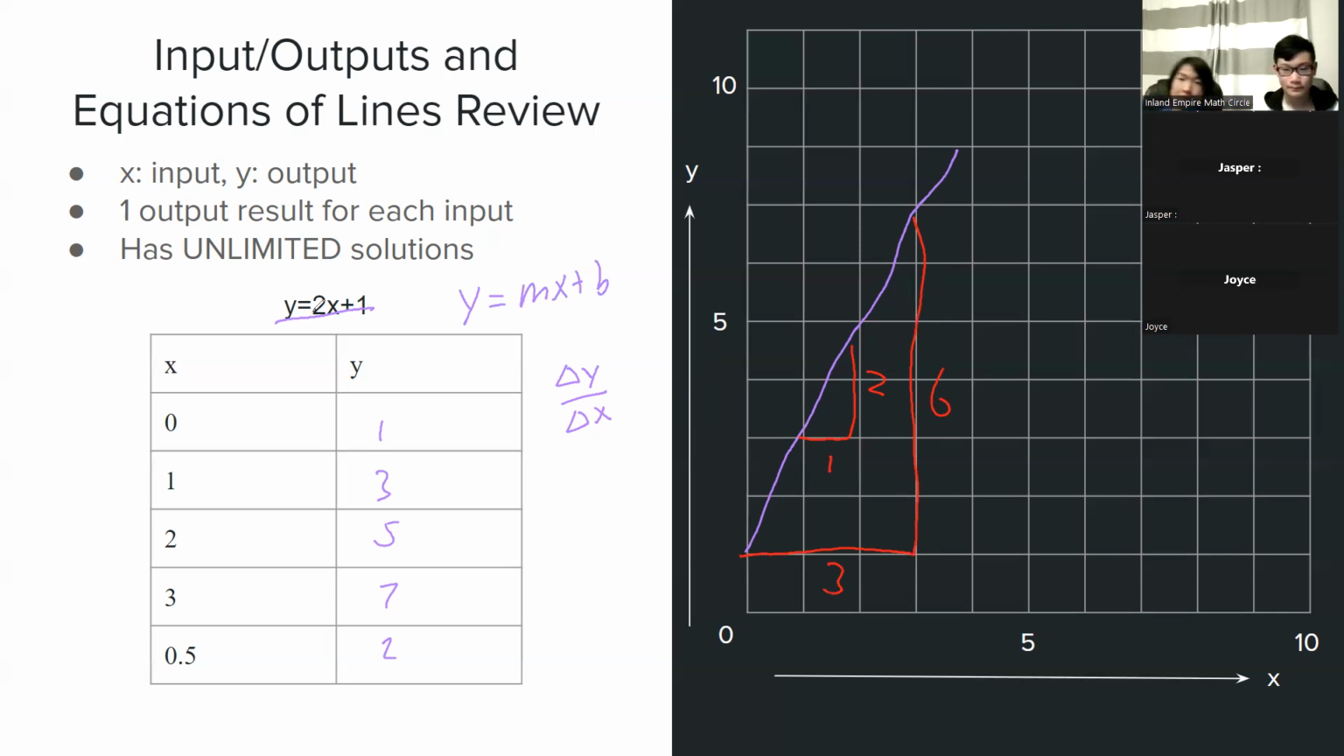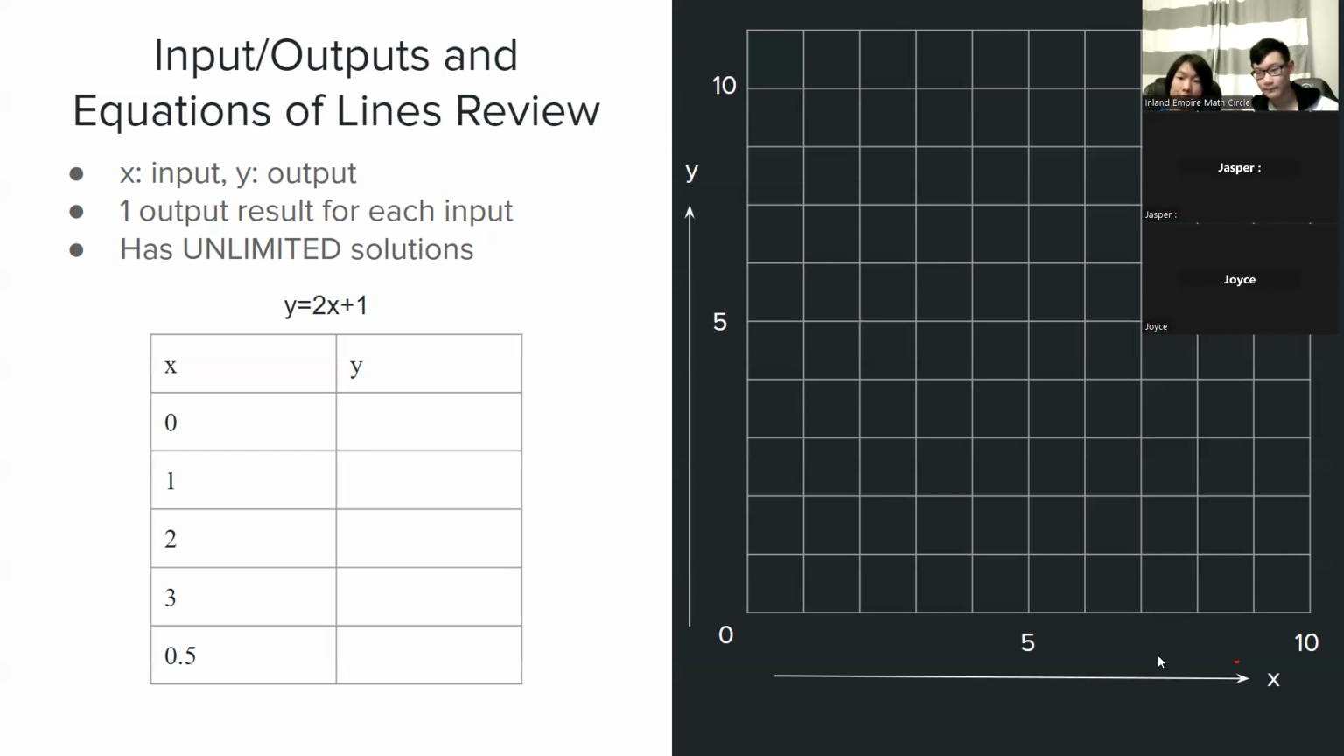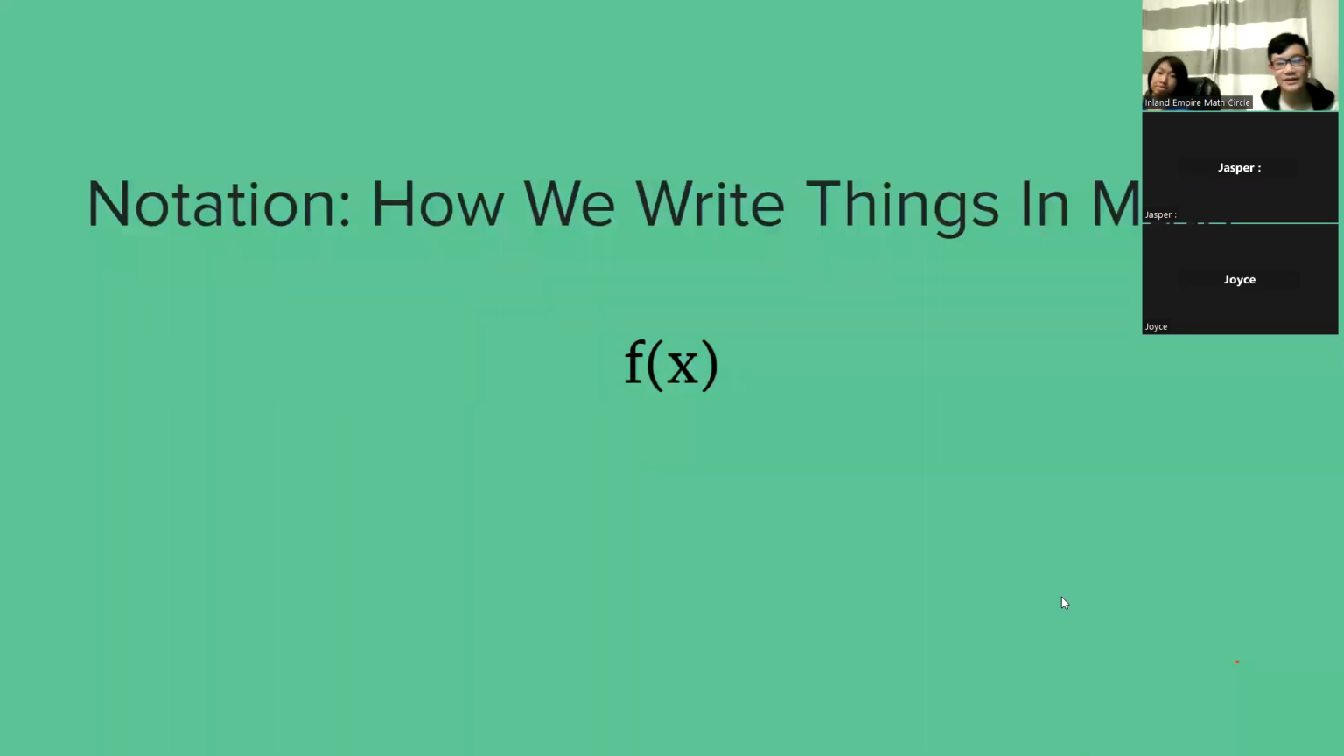So let's go on to today, where we will learn about a little bit more complicated functions. The first thing we're going over is notation. The definition of notation is just how we write things in math.